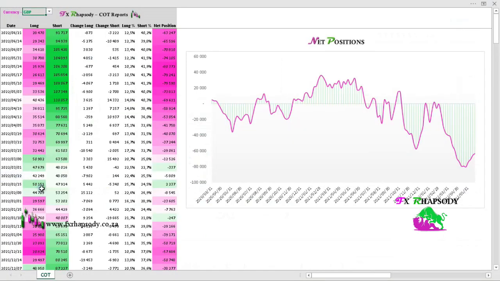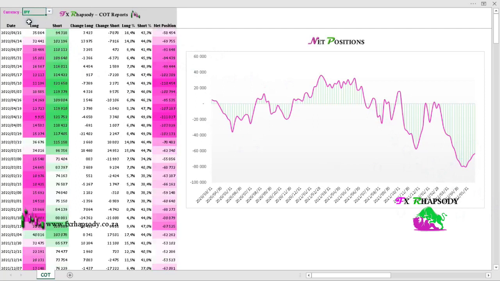COT report wise, we're looking at the British pound. The British pound with the net positions getting stronger slowly. So longs being closed in the market, but we have got some shorts being closed as well. We had that the previous week as well, more shorts being closed. And again, a similar one. So meaning that the British pound is getting stronger in net position size.